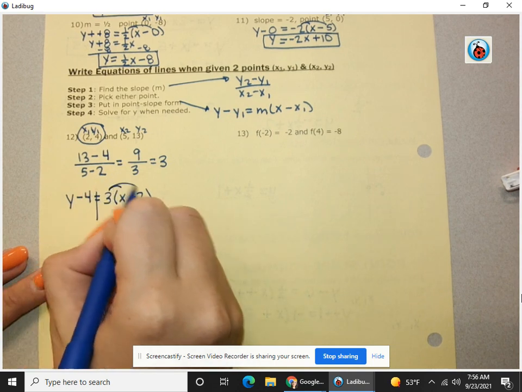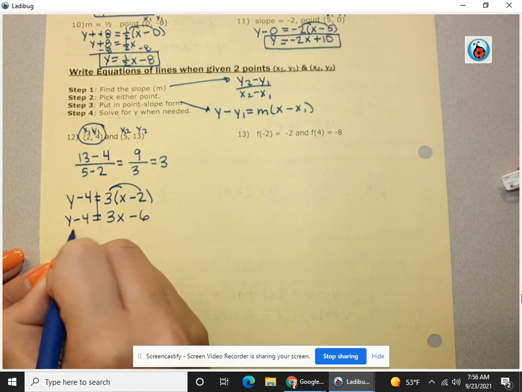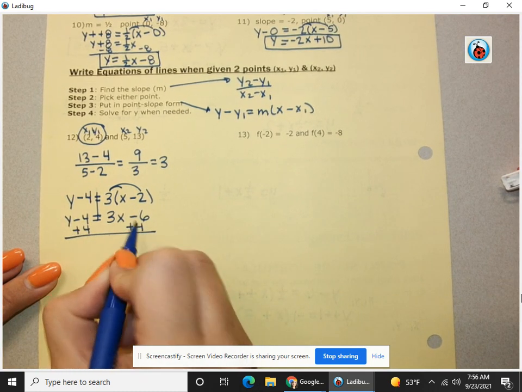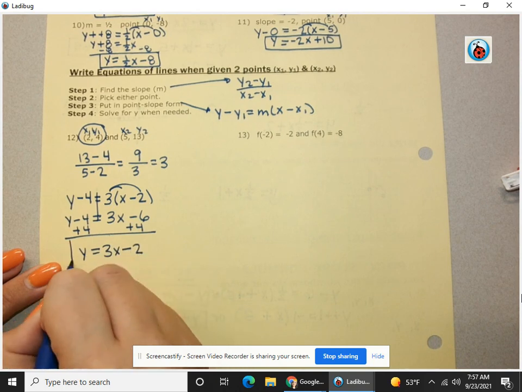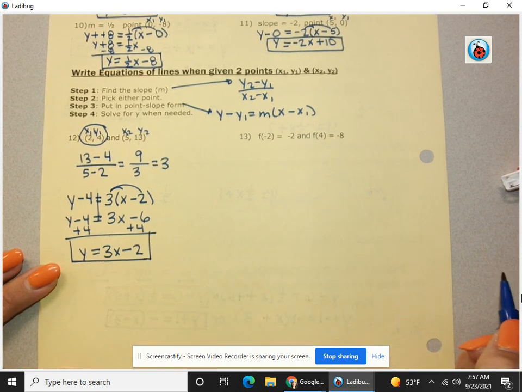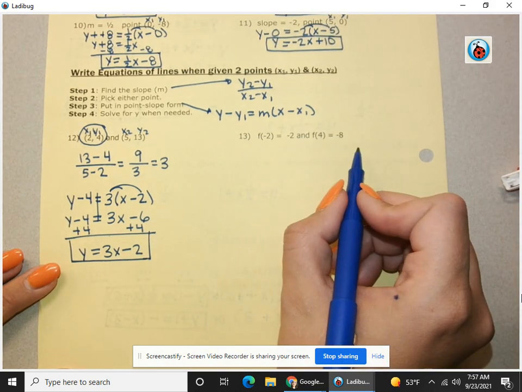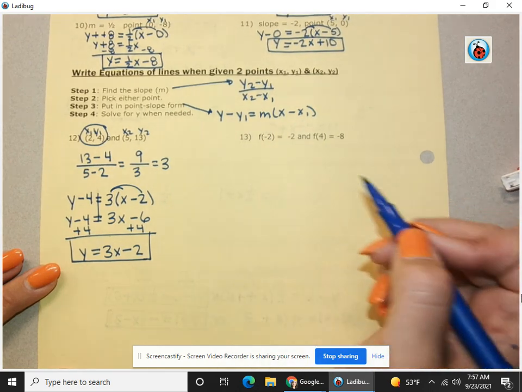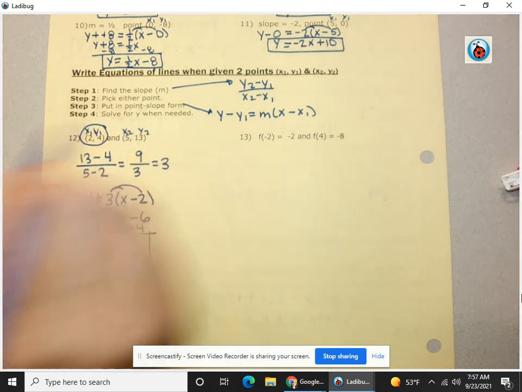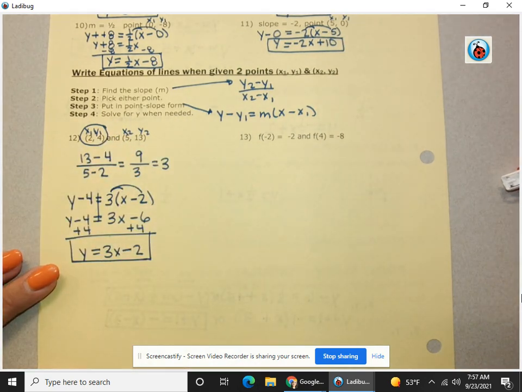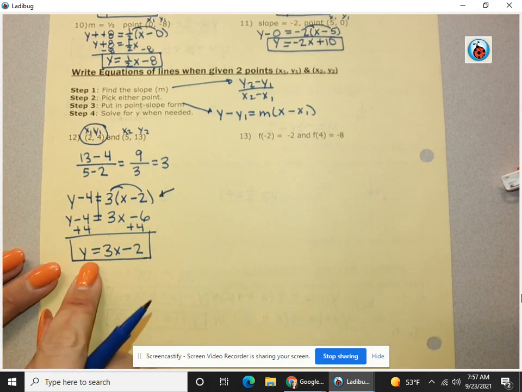And I'm going to solve for y. Y minus 4 equals 3x minus 6. I'm going to add 4 to both sides to get y equals 3x minus 2. My second one, remember this is just a different problem. Step 4 says solve on y when needed. So sometimes it'll ask you for it in point slope form, which would be this. Sometimes it'll ask you for slope intercept form.